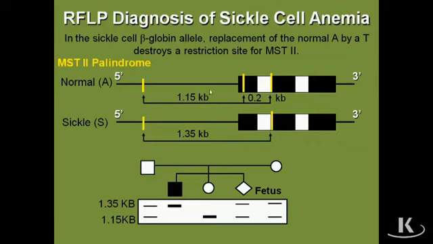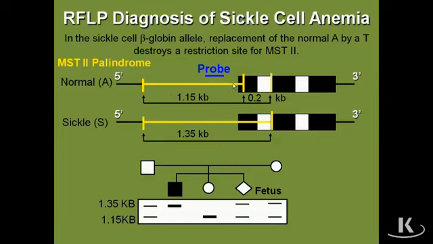So, as we see with MST2, you typically get 3 cleavage events in the normal allele and 2 cleavage events in the mutant allele. If you make a probe specific for this particular sequence right here, the probe will come in and complementarily base pair with either this sequence or this sequence down here. Okay, so it'll pair with this sequence, so you'll see a 1.15 kilobase pair band, and it'll also base pair with this sequence down here, so in this case, you will see a 1.35 kilobase pair band.